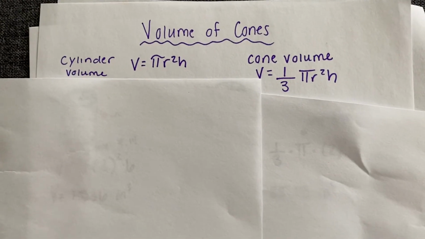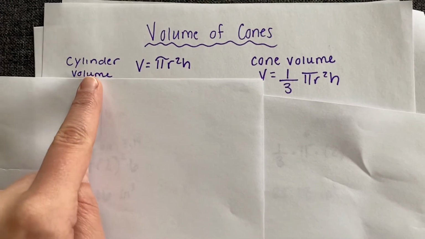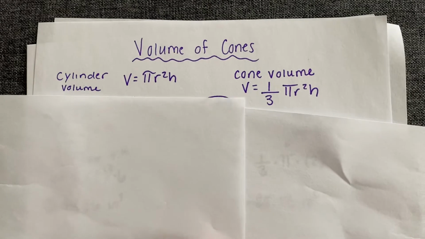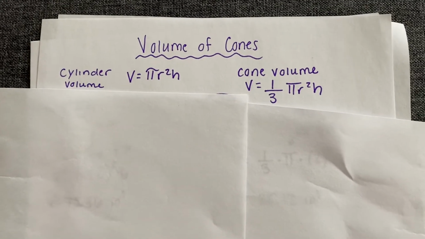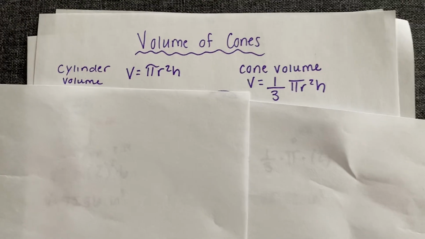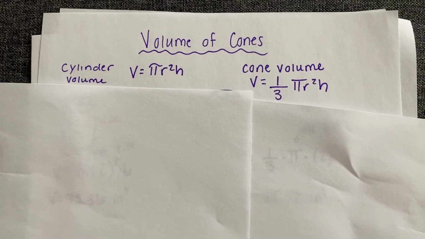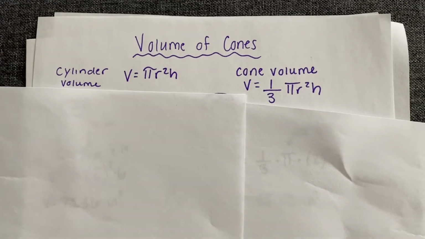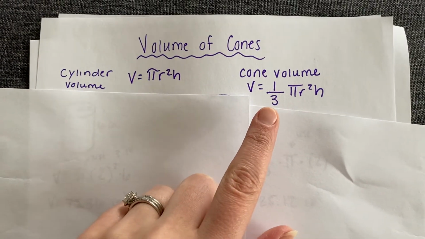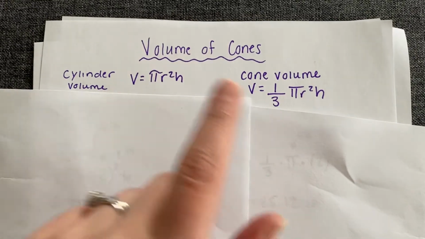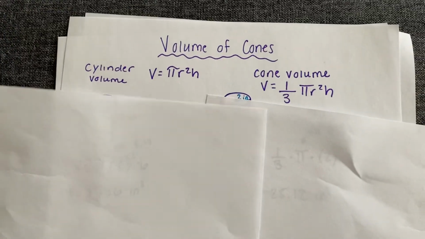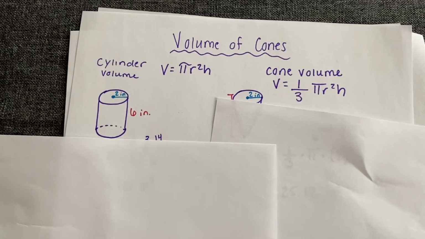Now, I want you to look at the difference between the cylinder volume and the cone volume. Look at those two equations and see if you notice anything different between those two formulas. All right, after looking, you should have noticed the only difference is that the cone volume is 1/3 of the cylinder volume.